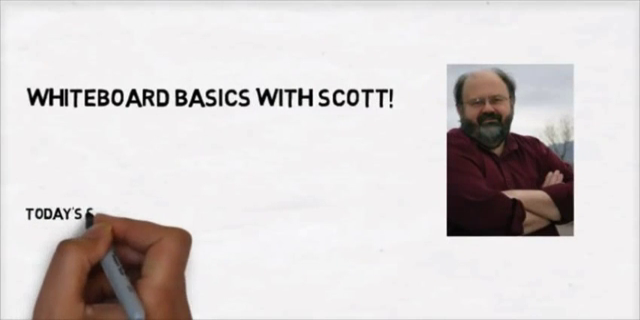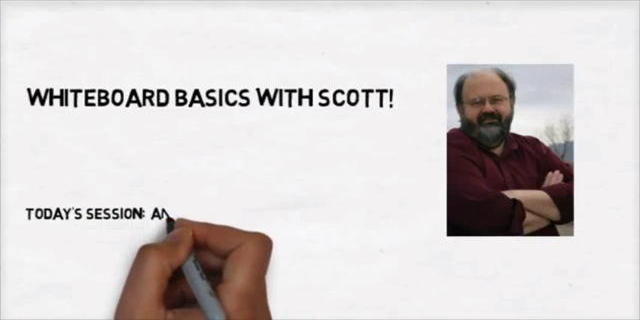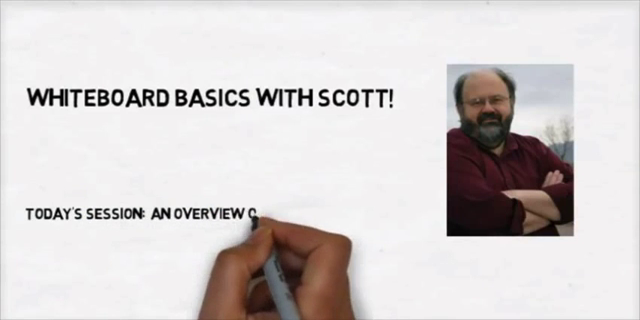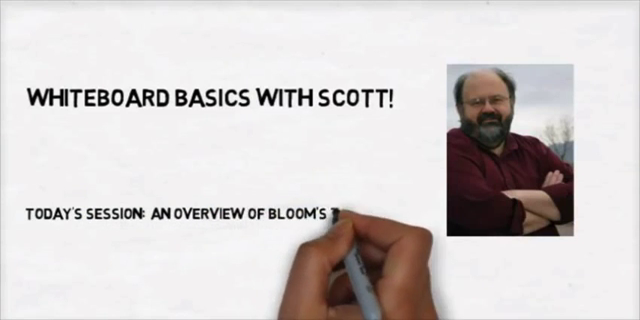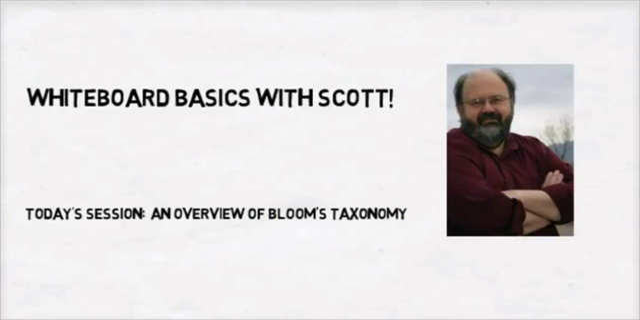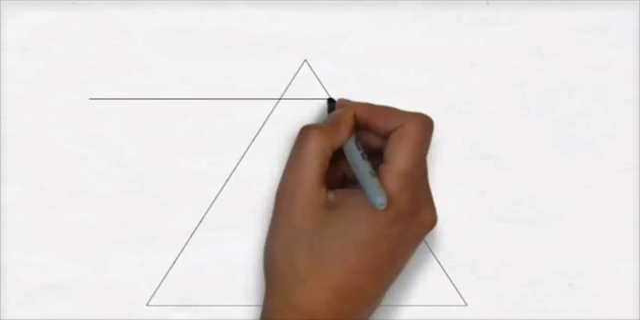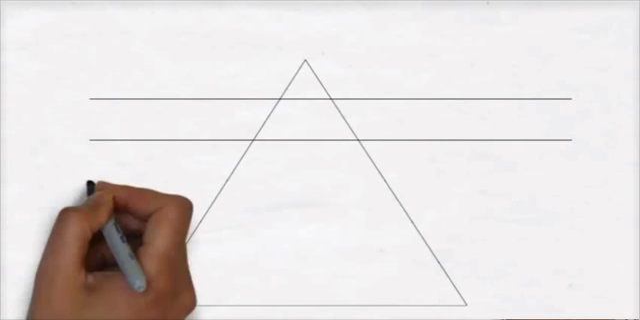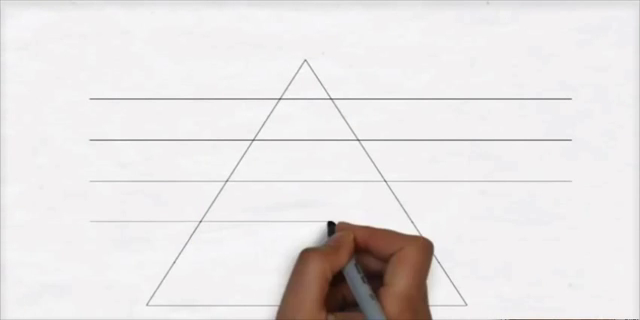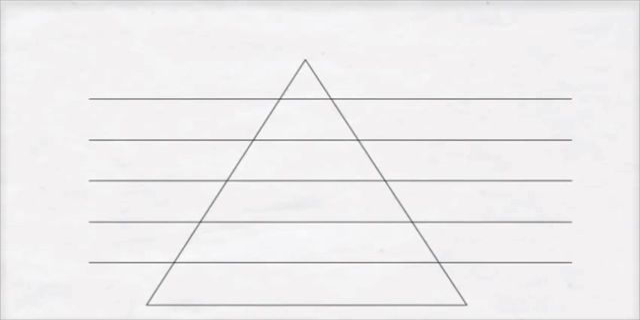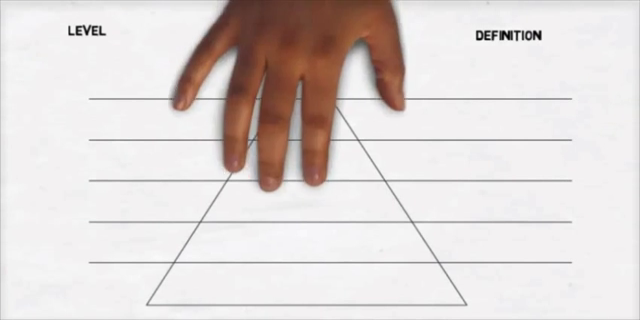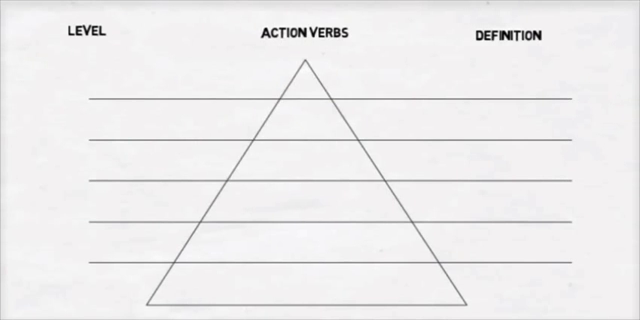But today's session is going to be focused on an overview of Bloom's Taxonomy, a tool that's often used in teaching and learning. Now, to give you a start on this, I've built a little bit of a framework, which is a triangle with some lines, to give you a sense of how we're going to build this taxonomy graphically. I'm first going to start with discussing the levels of Bloom's taxonomy. Then I will give you a working definition of those levels, and then we'll also look at some action verbs.